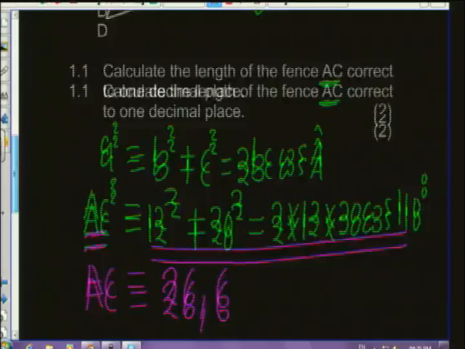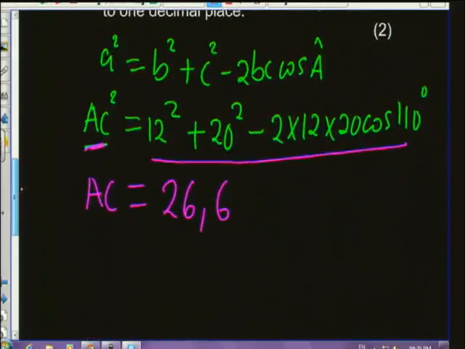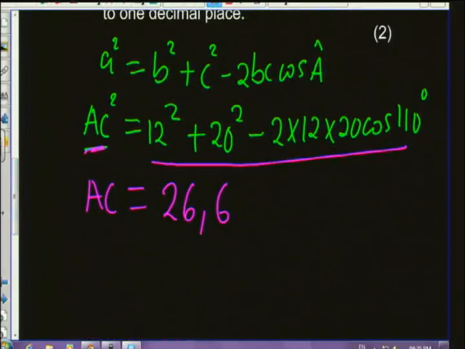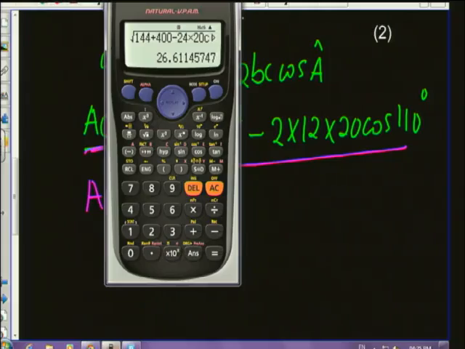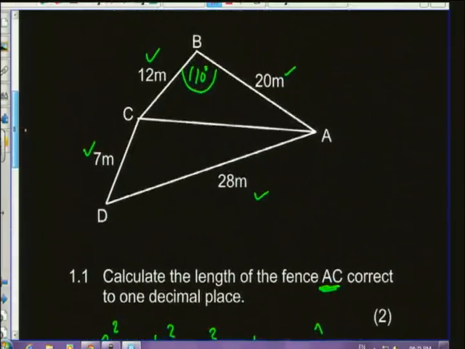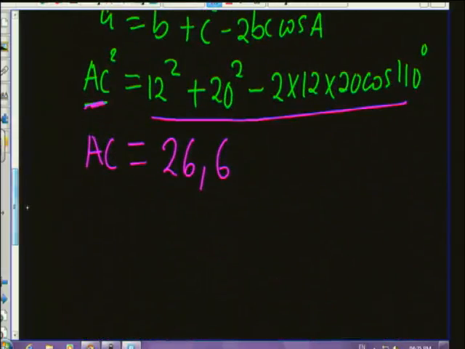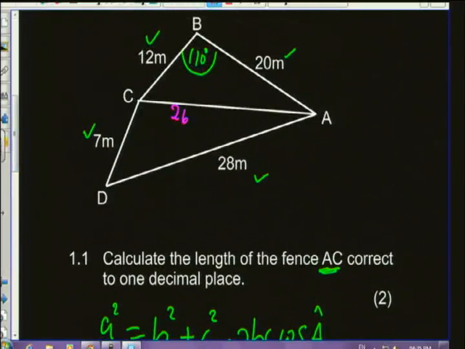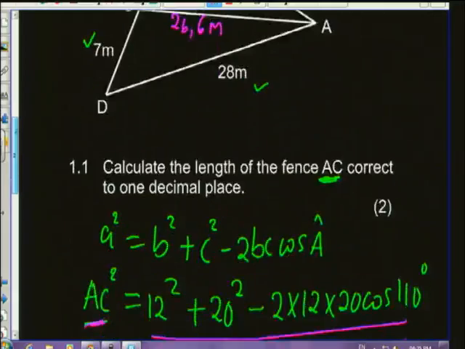Now, we have 26,6. Now, let's just check. They're saying to 1 decimal place. Okay, so it's 26,6. Just confirm there. 26,61, all right? So now, we need to check the units. Okay, we're looking for the side, so that will be in meters. So it's 26,6 meters. So we have that side, which is AC. So that is 26,6 meters, right? So we have answered the first question.